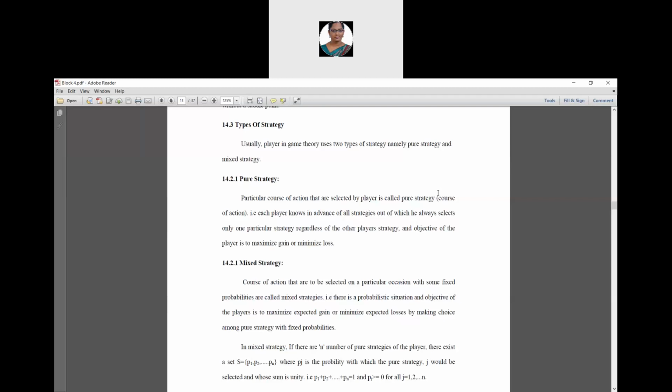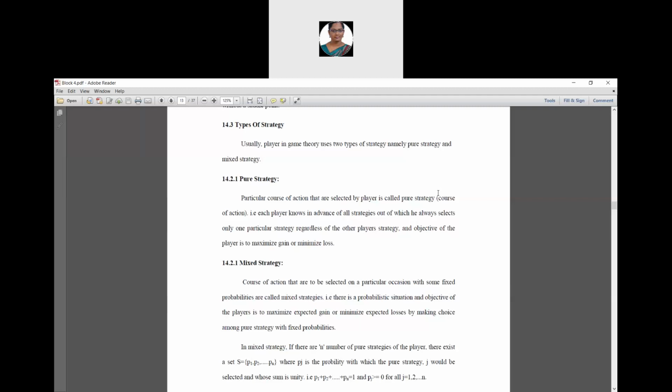Next is mixed strategy: a course of action that is to be selected on a particular occasion with fixed probabilities is called a mixed strategy. Here we are going to use probability. That is, there is a probabilistic situation, and the objective of the players is to maximize expected gain or minimize expected losses by making a choice among pure strategies with fixed probabilities.